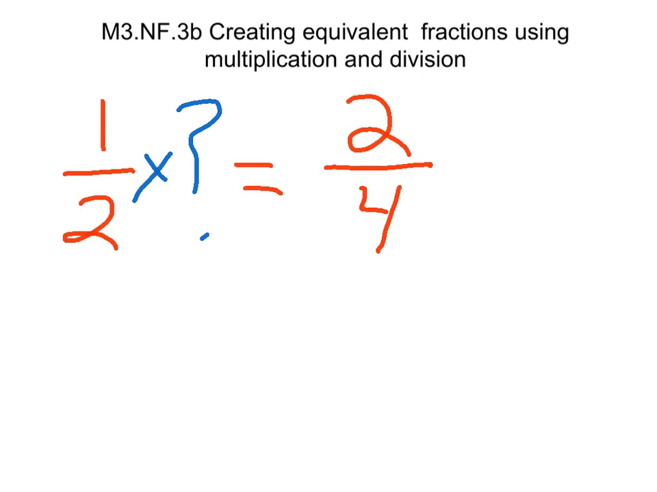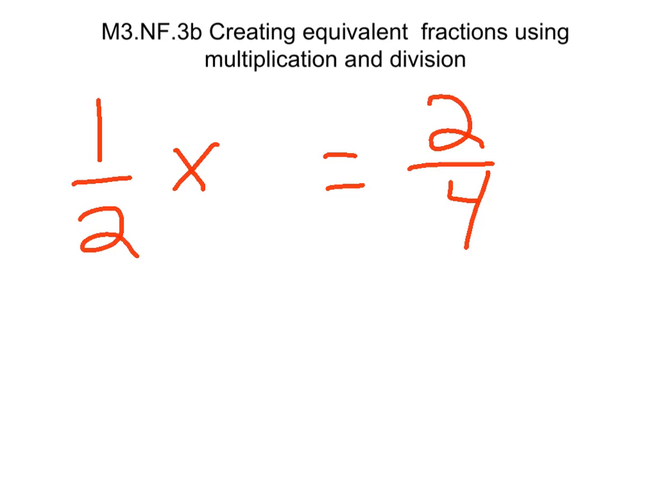Well, if I look at 1, and I think to myself, how do I go from 1 to 2? I'm going to multiply. So I know that 1 times 2 equals 2. If I think about 2, what times 2 equals 4? Well, it's 2 again. So 2 times 2 equals 4.